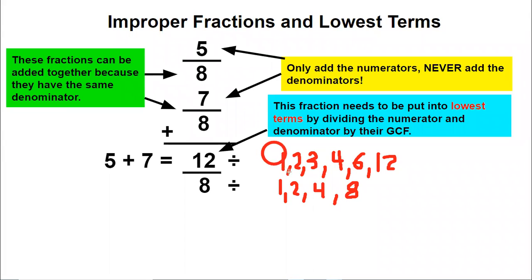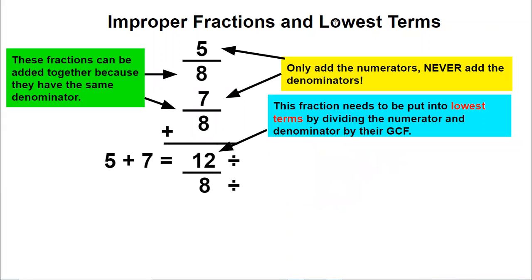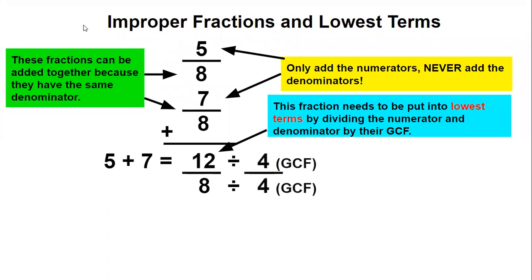So we're going to circle a 1. We're going to circle a 2. We're going to circle a 4. And that's it. So which one is the greatest common factor? Right, the 4 is the biggest. So we're going to pick a 4. So we're dividing the top and the bottom by 4, the greatest common factor.